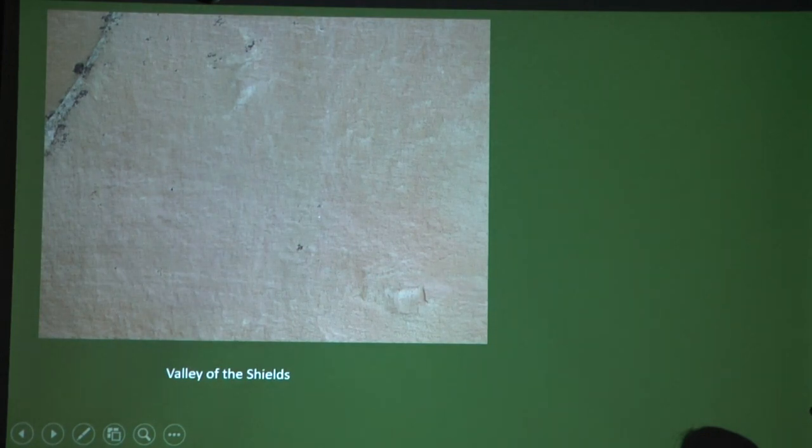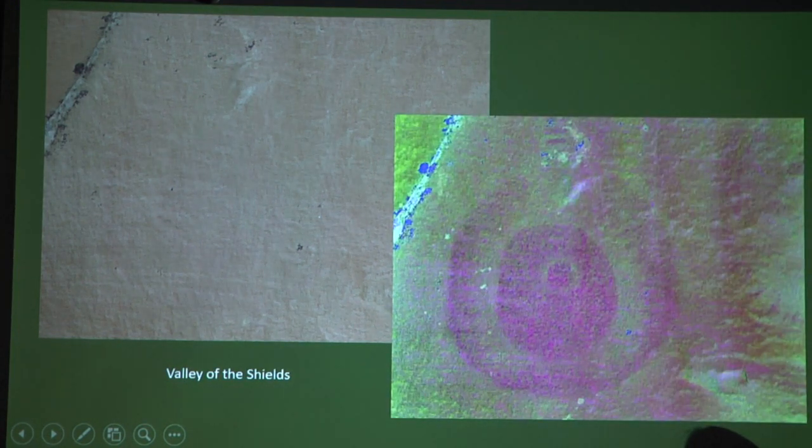So many of you have been to the Valley of the Shields, and I'm going to talk first about Valley of the Shields tonight. So here's a sandstone wall at Valley of the Shields. Do you see the painting there? Did anybody see anything? That's what's there. Isn't that incredible? What we're able to do?